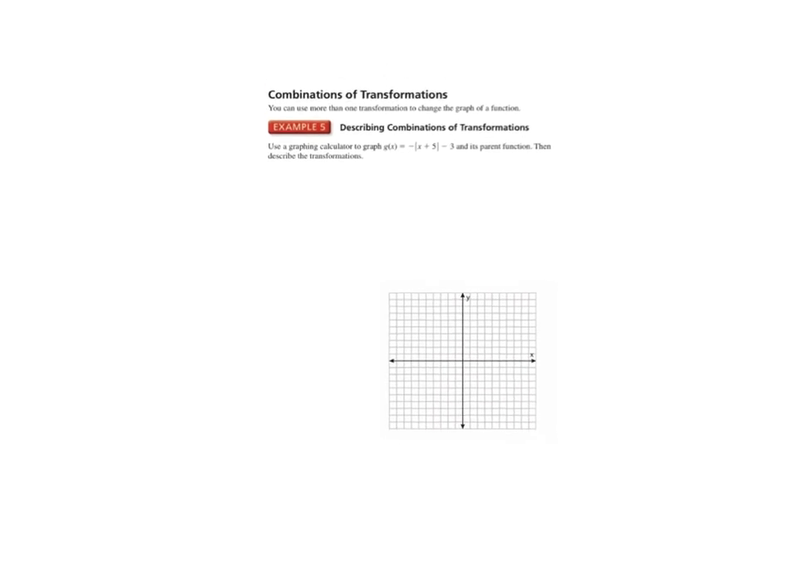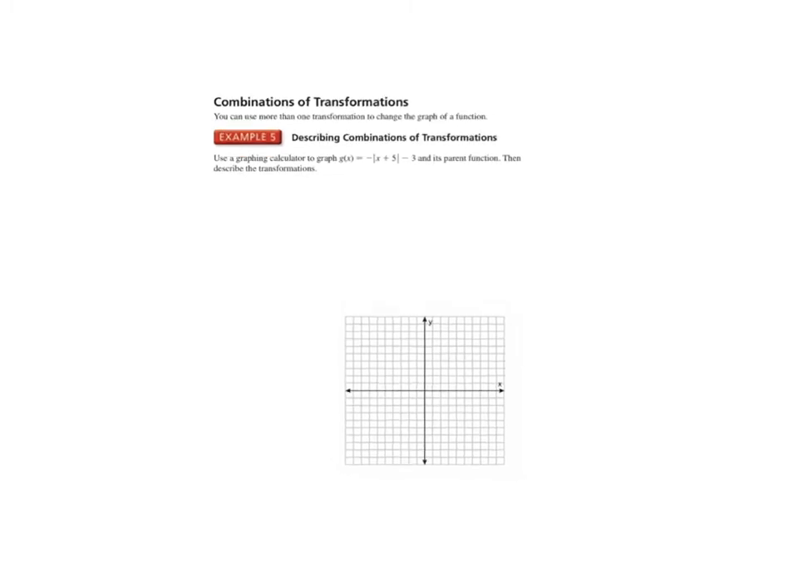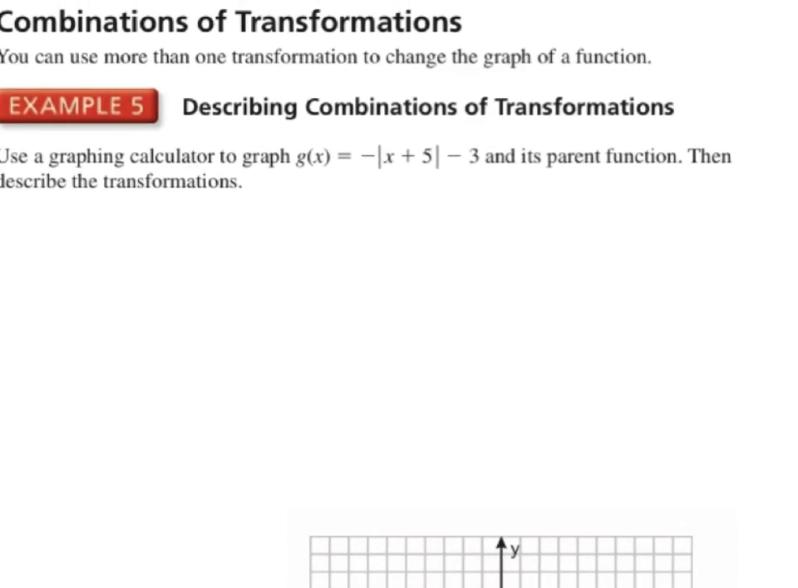So here we have a combination of transformations that's occurring. This says to use a graphing calculator, but we're going to graph it on our own. We have g of x is equal to negative absolute value of x plus 5 minus 3. So what would the parent function be here? The absolute value. So our parent function is going to be the absolute value of x. It's going to belong to the absolute value family.